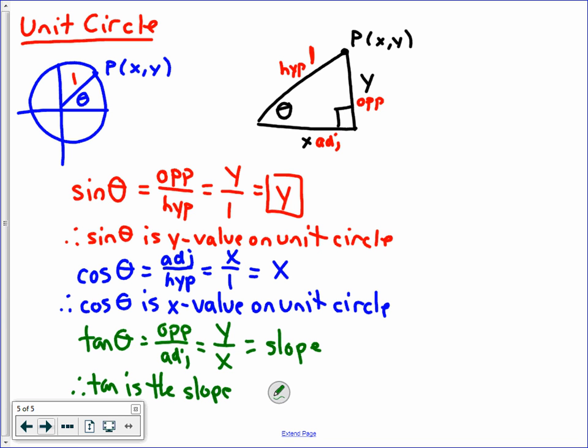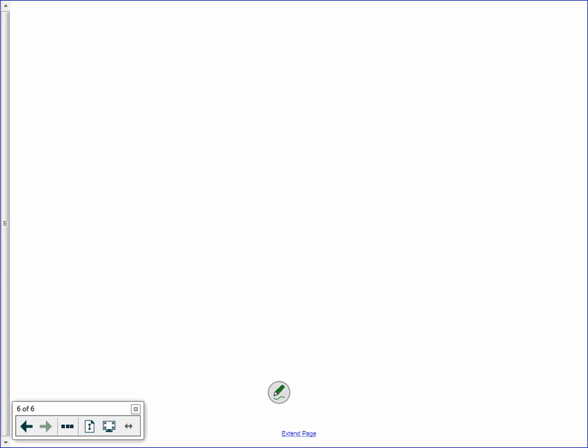Do I need to do CAST as well? Not yet. Let's do CAST after, okay? I know what that is. Yeah. Let's do where the graphs come from, and then we'll do where the unit circle comes from, and then we'll do CAST. We can do it, don't worry. Okay, so remember.